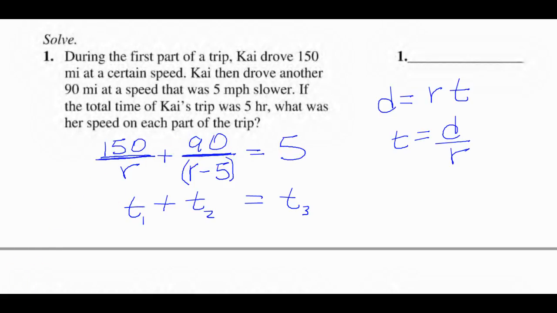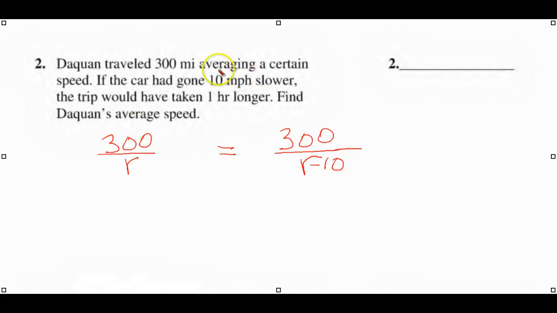All right, let's see what we did. And this is a similar problem. Again, it's going to be time, which is distance divided by rate. So here we have distance divided by rate. Now, we don't have the other distance, but it's the same actually. But we know this other rate is going to be 10 miles an hour slower. Okay? 10 miles an hour slower.